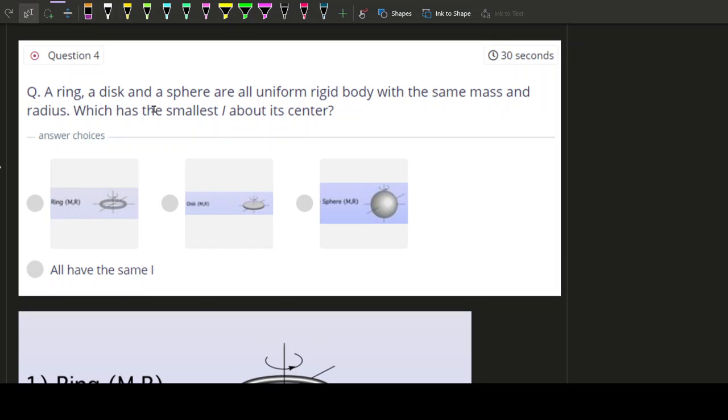So now the question asks, which one has the smallest I? Now if you see the I and you don't know what it means, then it's quite dangerous because a question can ask things like this. They give you the symbol but they don't elaborate what it means. So I here means the moment of inertia. So we are looking for which rigid body here has the smallest moment of inertia.